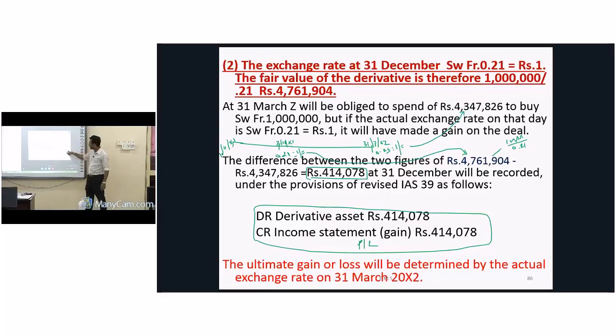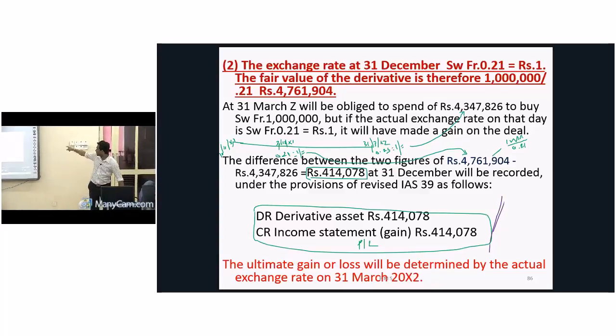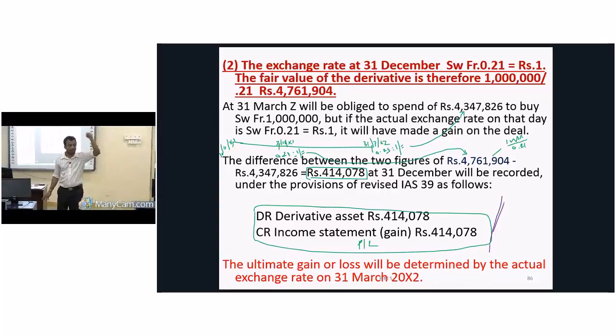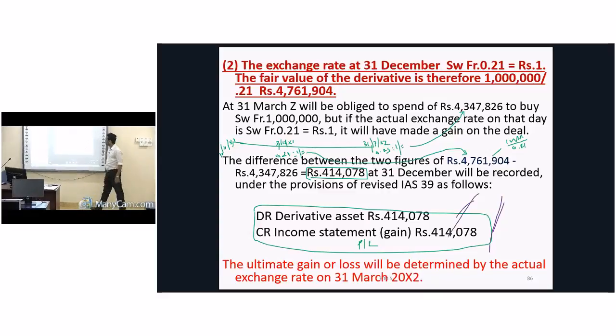Then we will recognize it as part of a derivative asset. Then we have to pay currency. This is the agreement we expected to buy at 0.23. We have to pay 0.23. Then agree. But now it has decreased. Then we have to pay 0.21. This is the other way around. So look now, there is a derivative asset of difference.